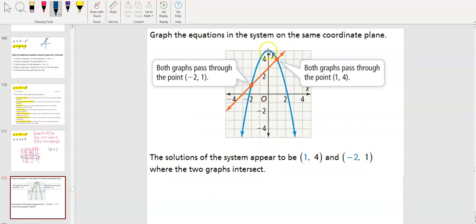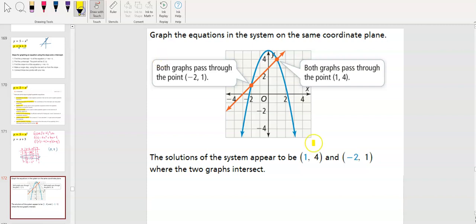Okay, so I'm right, (0, 5) is my vertex for that parabola, and when I graph my line and my quadratic equation, I find that both graphs pass through the points (-2, 1) and (1, 4). So those are my two solutions, (1, 4) and (-2, 1).